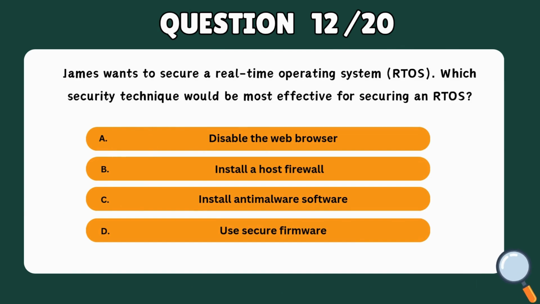Question 12. James wants to secure a real-time operating system. Which security technique would be most effective for securing an RTOS? A. Disable the web browser. B. Install a host firewall. C. Install anti-malware software. D. Use secure firmware.